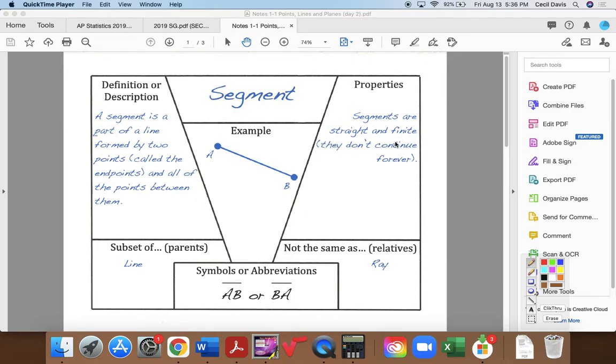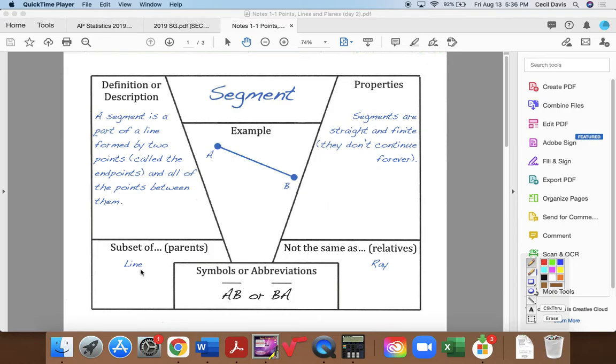And I find that most students don't know the word finite. They know the word infinite, but not finite. Well, infinite means not finite. Finite means it has a beginning and an end. Infinite means no beginning, no end. So they don't continue on forever.